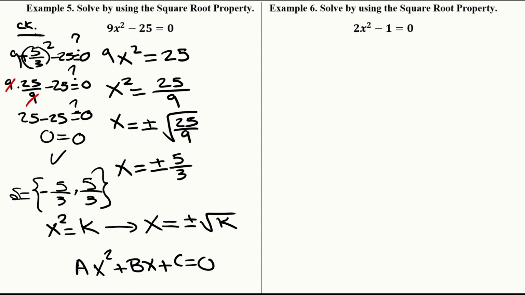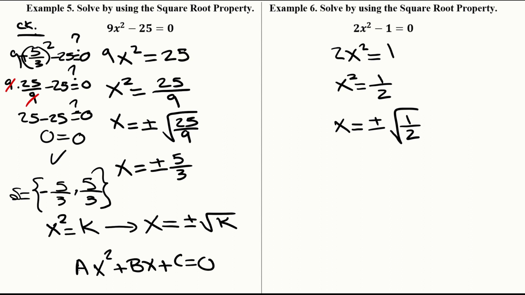All right, so here on the right, we're going to solve another one of these, which of course needs a little bit of prepping also. So we're going to go ahead and solve for x squared first. So we get 2x squared equals 1. Now we go ahead and divide both sides by 2. So we get x squared equals 1/2. So now we get x equals plus or minus square root of 1/2.